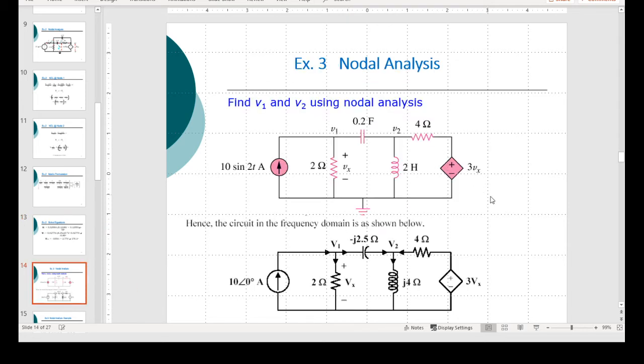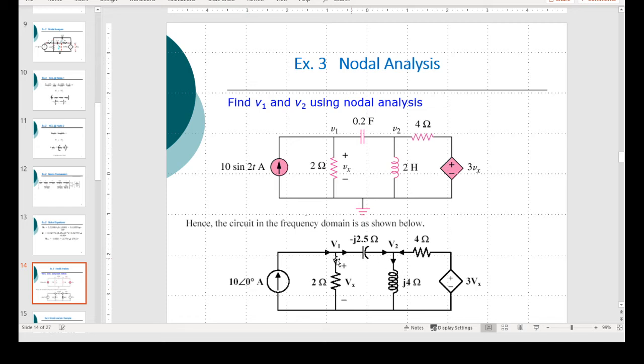Let's look at another example. Again, this one has got a dependent source, the diamond. And it has got 2 node voltages, which are already indicated, V1 and V2. And the impedances of the various elements are similarly indicated. The current source over this side is indicated in the time domain. In phasor form, that is 10 angle 0, as indicated on the diagram below.